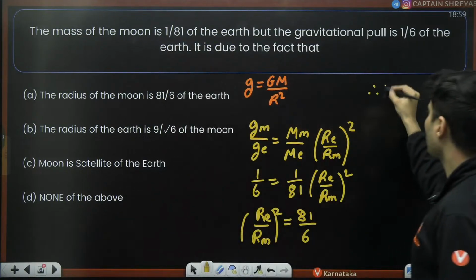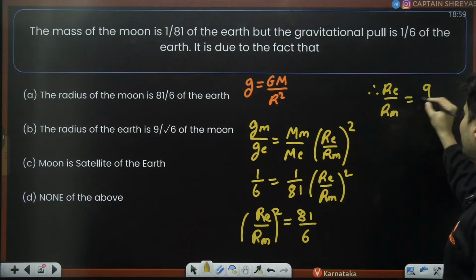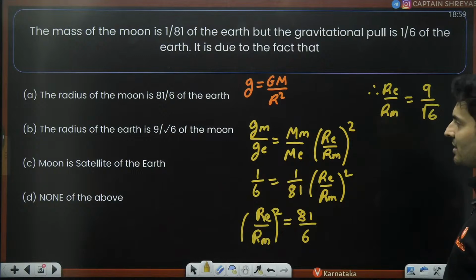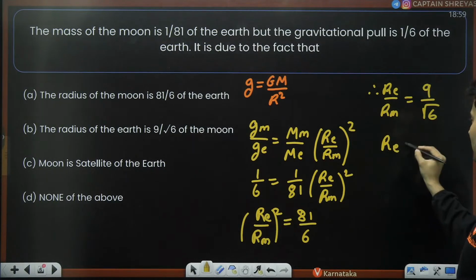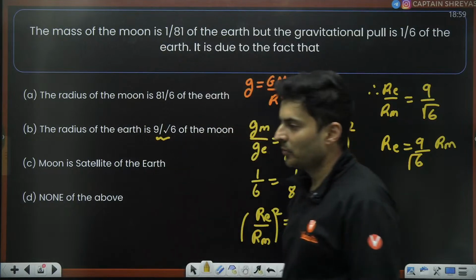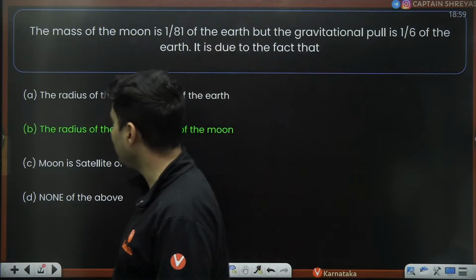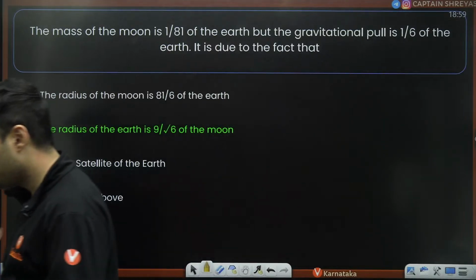So therefore, RE by RM will be root of 81, which is 9, over root 6. So the radius of the Earth is 9 by root 6 times the radius of the moon. Option B. Yes, that is the correct answer.